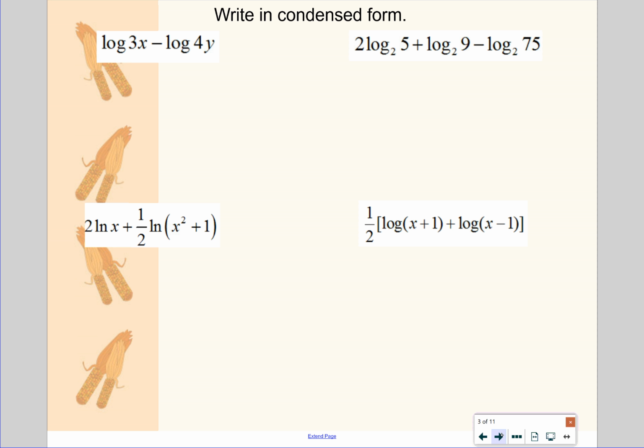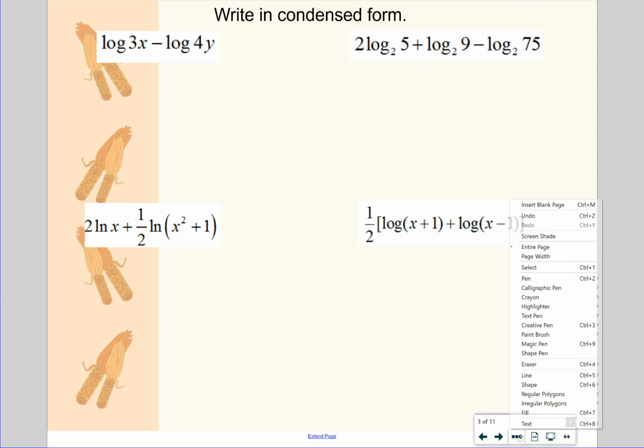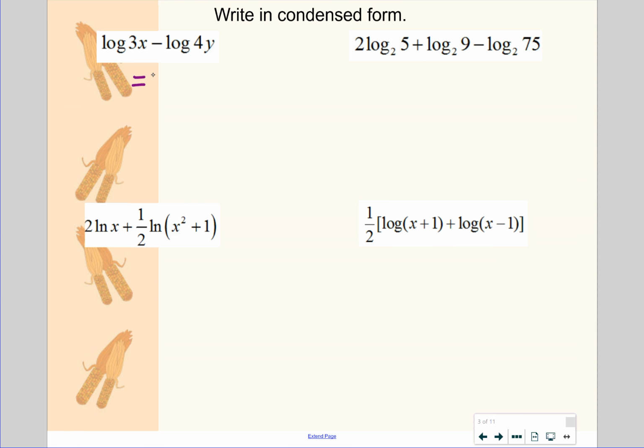All right, so in my first one, I have 2 logs. They're both log base 10, they're both common logs, they're subtracted. How do I condense them together? You change it to a division problem. So it becomes log, and then I'll put in parentheses so it doesn't look like a subnotation, 3x is my numerator, 4y is my denominator. 3x over 4y doesn't reduce any further. Final answer.